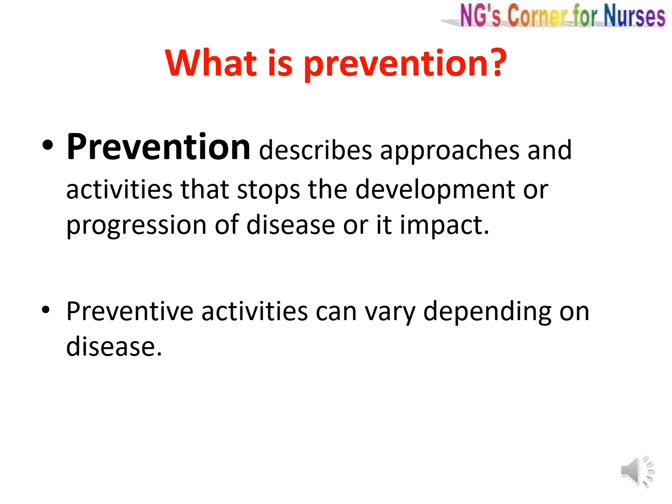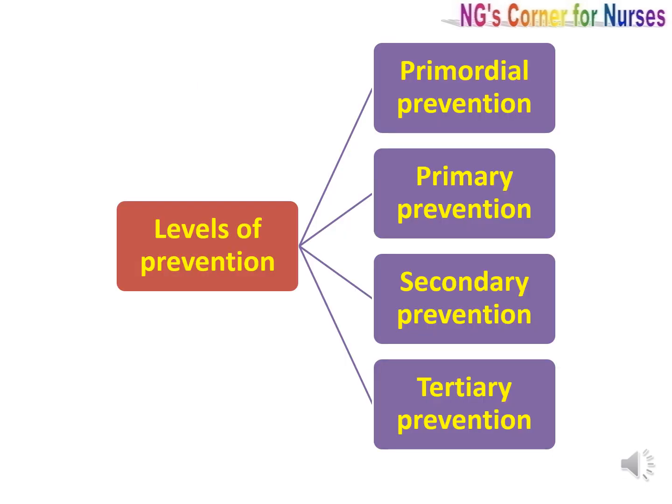Next, coming to what is prevention. So prevention describes approaches and activities that stop the development or progression of disease or its impact. Preventive activities can vary depending on diseases. So we can classify the levels of prevention in 4 types: primordial prevention, primary prevention, secondary prevention and tertiary prevention. Let's discuss each type in detail.